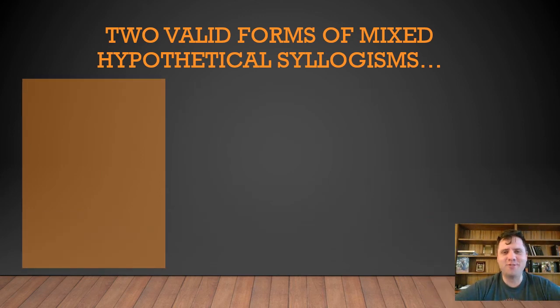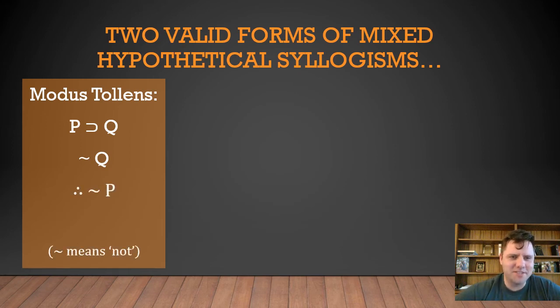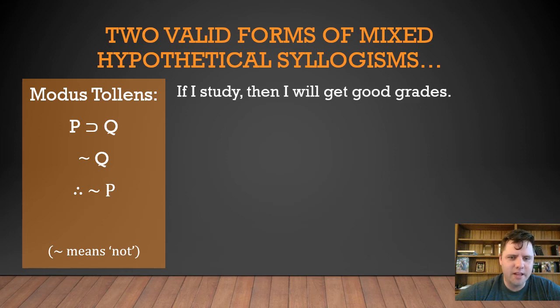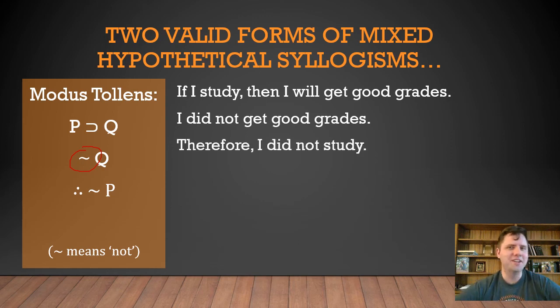Okay, so the second valid form of mixed hypothetical syllogism is called modus tollens. Now, modus ponens, remember, was if P then Q, P therefore Q. The modus tollens is slightly different. If P then Q, not Q, therefore not P. Now, the tilde there, that little squiggly symbol, means not. Let's look at it with an example. If I study, then I'll get good grades. I did not get good grades, therefore, I did not study. And maybe your parents have used this one with you before. They know that when you actually apply yourself, when you actually study, that you get good grades. And so if you didn't get good grades, you must not have studied.